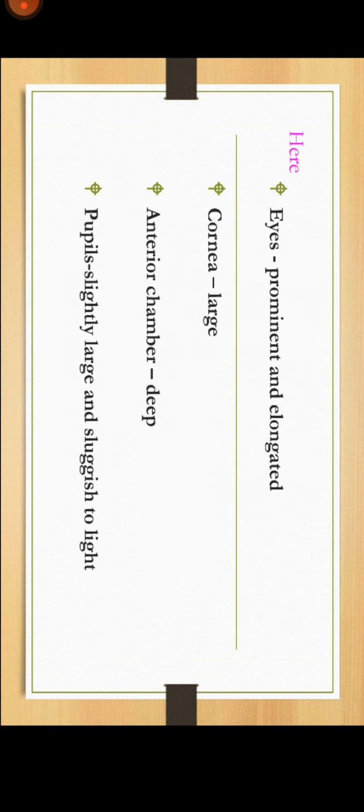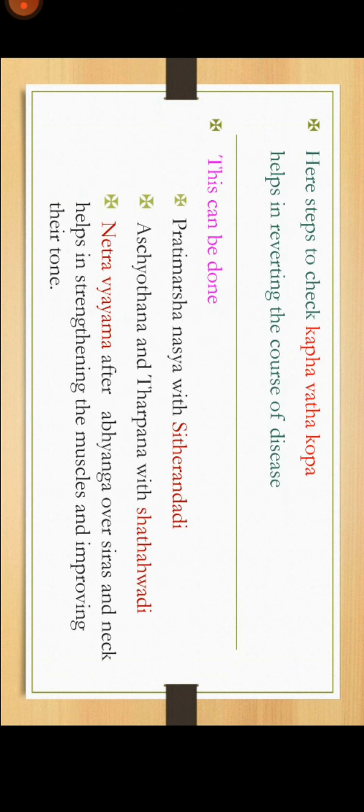Here the eye is prominent and enlarged, then the cornea becomes large and the anterior chamber deep. These all are seen in myopia. Then the pupils are slightly large and sluggish to light. Here Kapavada Kopa helps in reverting the course of the disease. Mainly in the refractive errors, we are doing Kapavada mainly in myopia itself.